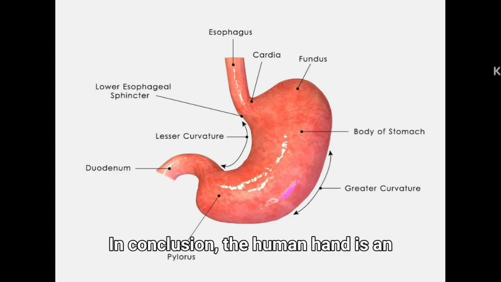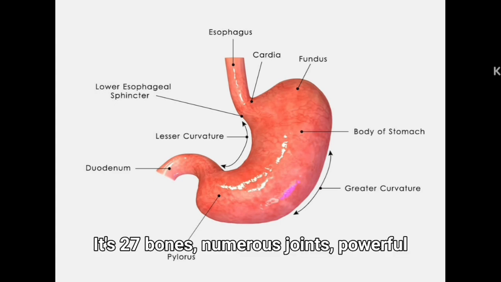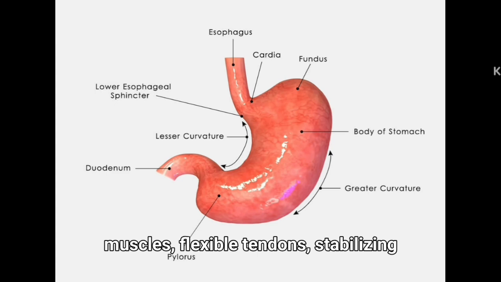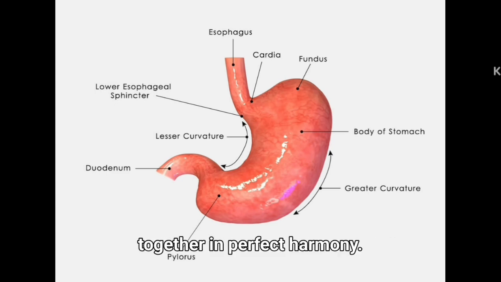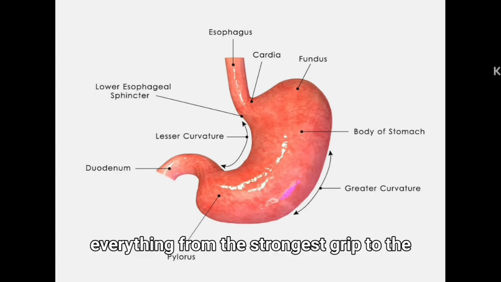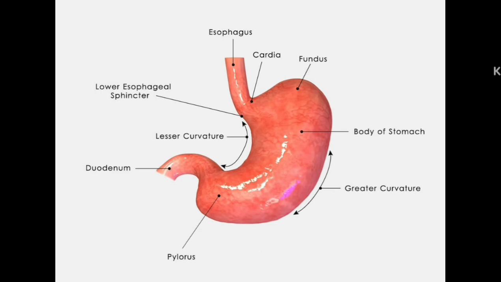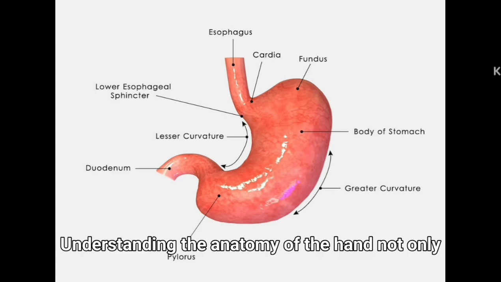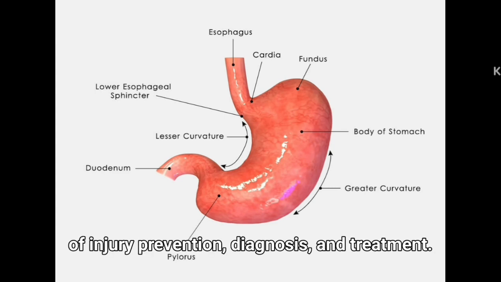In conclusion, the human hand is an extraordinary example of biological engineering. Its 27 bones, numerous joints, powerful muscles, flexible tendons, stabilizing ligaments, intricate nerves, and rich blood supply work together in perfect harmony. This remarkable design allows us to perform everything from the strongest grip to the most delicate movements with incredible accuracy. Understanding the anatomy of the hand not only helps us appreciate the complexity of the human body but also improves our knowledge of injury prevention, diagnosis, and treatment.